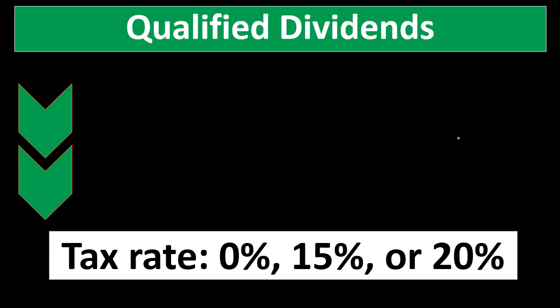Then we're going to say that if it's a qualified dividend, it will be taxed at lesser rates. So you may still be taxed on it, but at least it won't be taxed at the highest individual rate, even though you are still technically having some type of double taxation, one on the corporate side, one on the individual side.